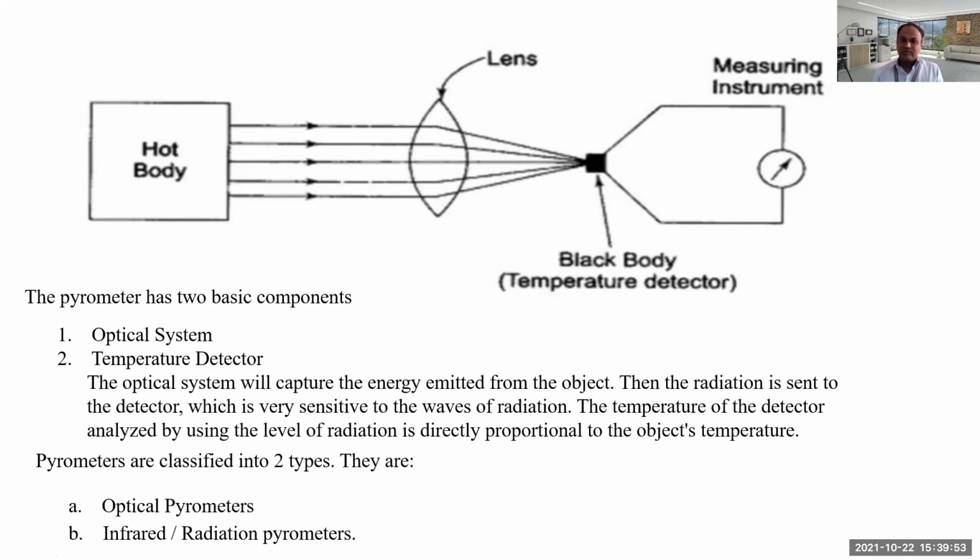You might have seen infrared pyrometers. We'll see in the next slide. The optical system will capture the energy emitted from the object. Then the radiation is sent to the detector, which is very sensitive to waves of radiation. The temperature of the detector, analyzed by using the level of radiation, is directly proportional to the object's temperature. So there are two types of pyrometers. Optical pyrometers are used in industries, and infrared pyrometers are used in medical applications.